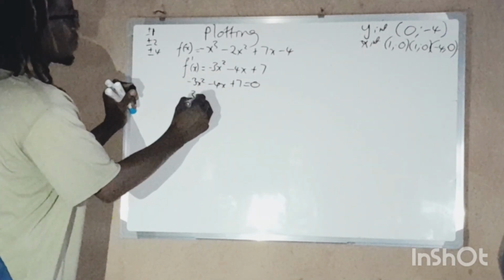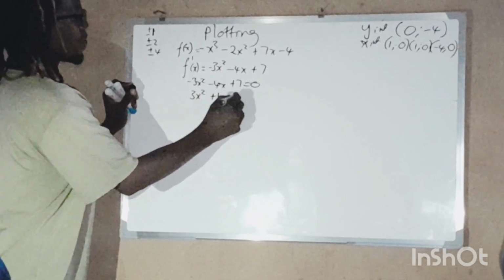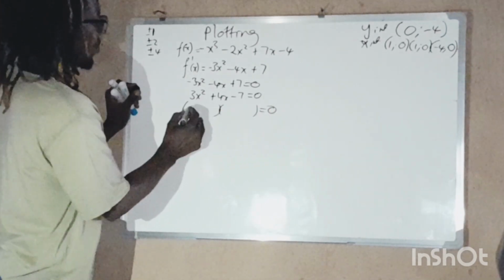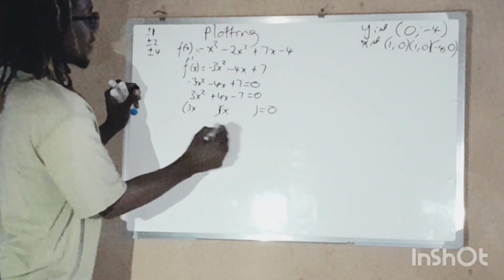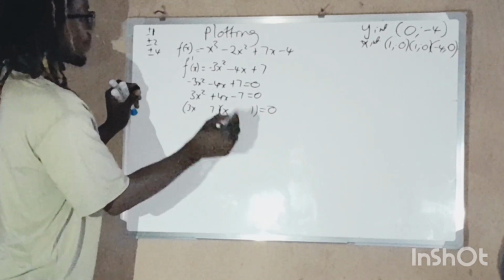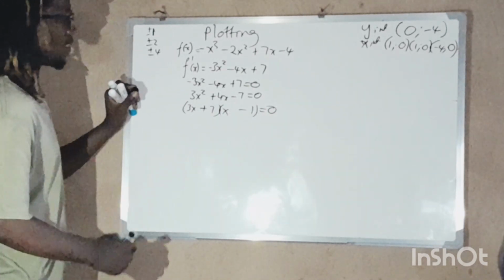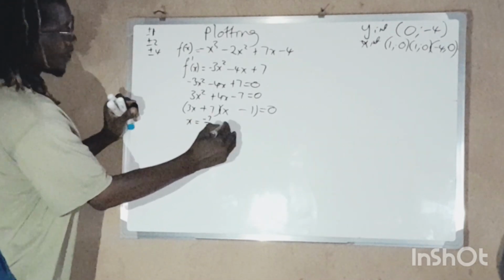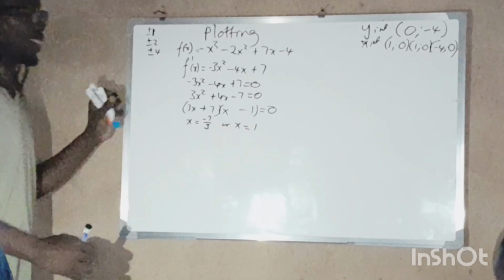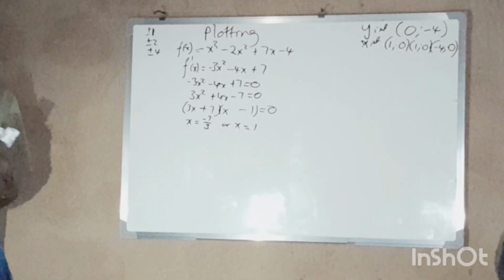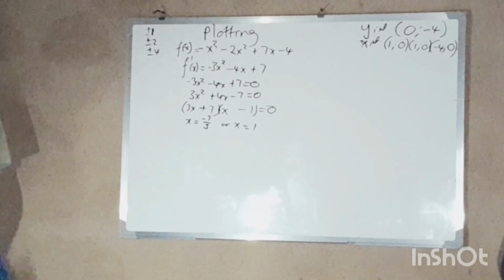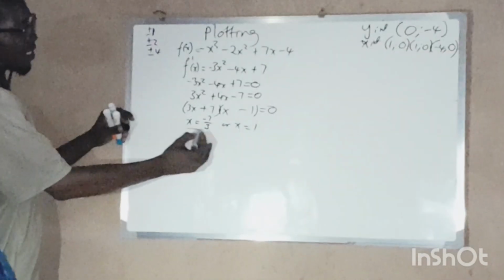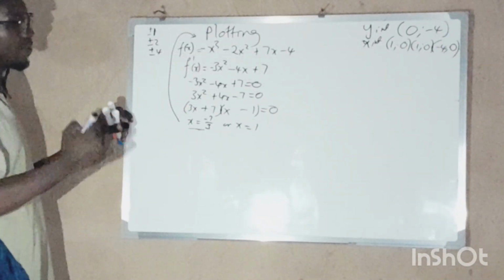And this becomes 3x² + 4x - 7 = 0. And then we can factorize this. So it means that our x is equal to -7/3, our x is equal to 1, right? And we can take these values and substitute them in the original equation to find the y values of the turning point, right? So what do we get if we substitute this into the original equation?